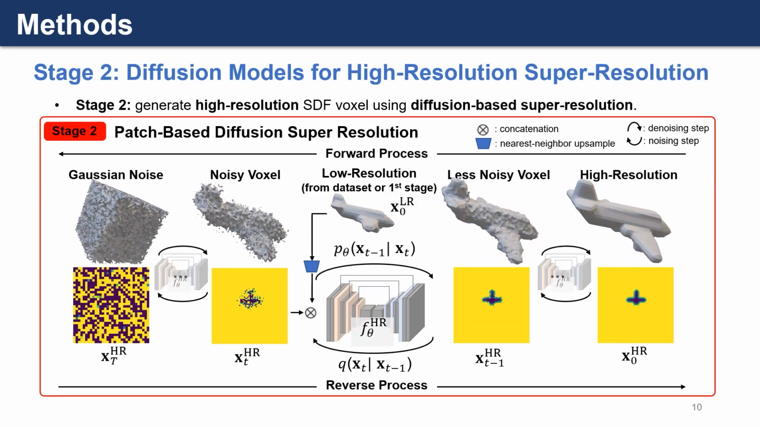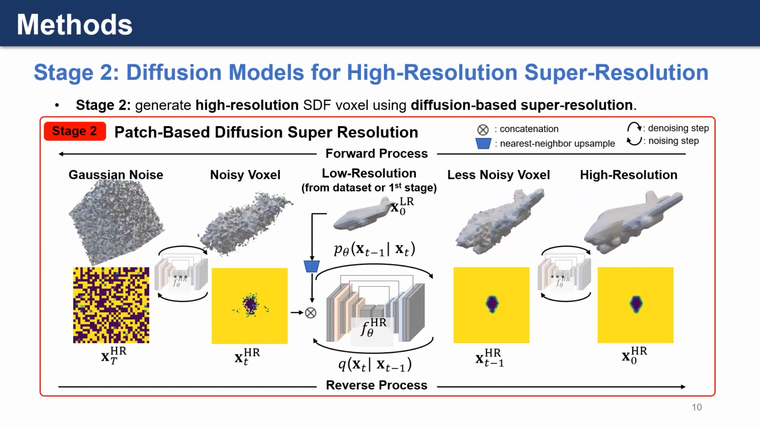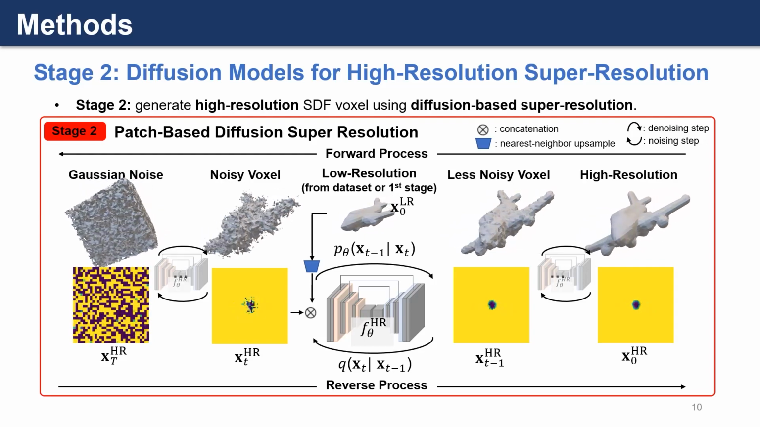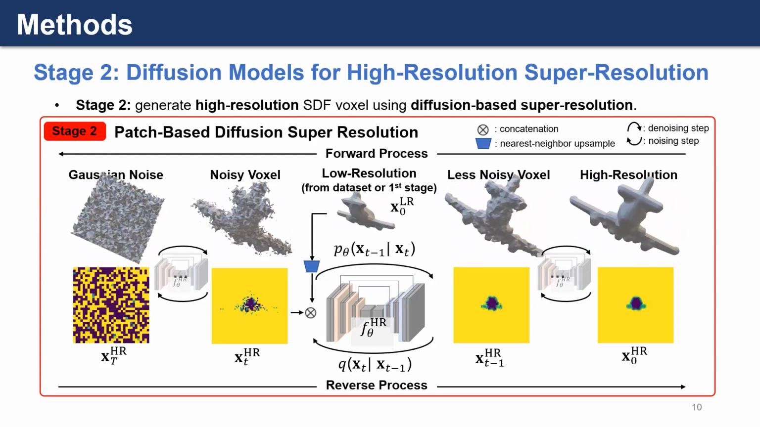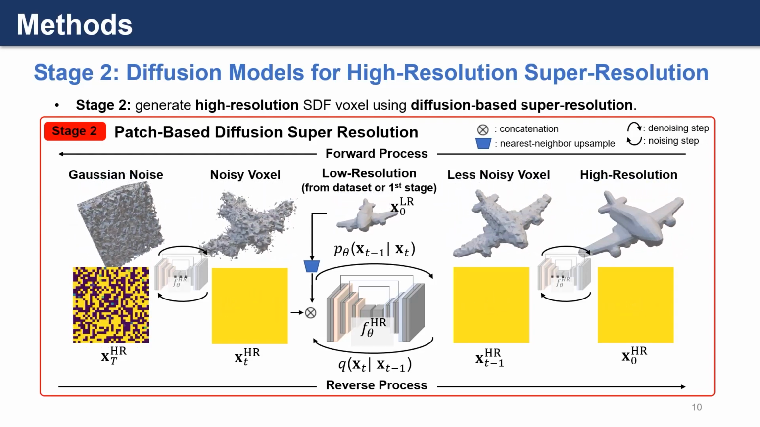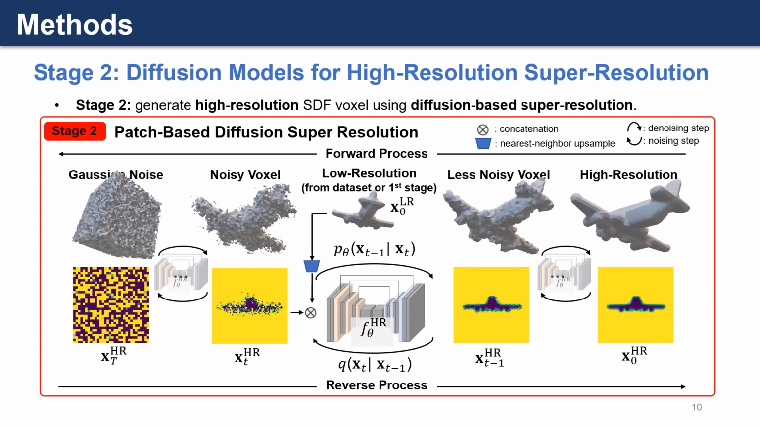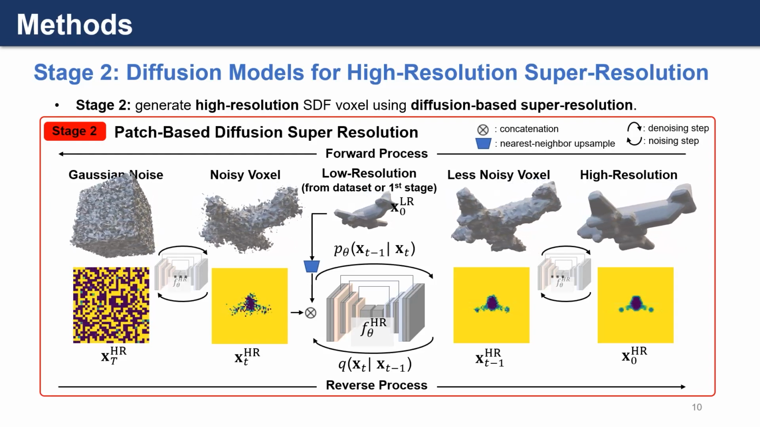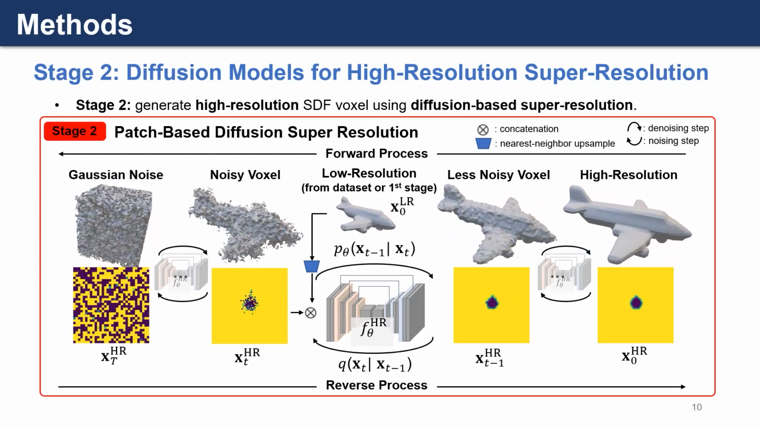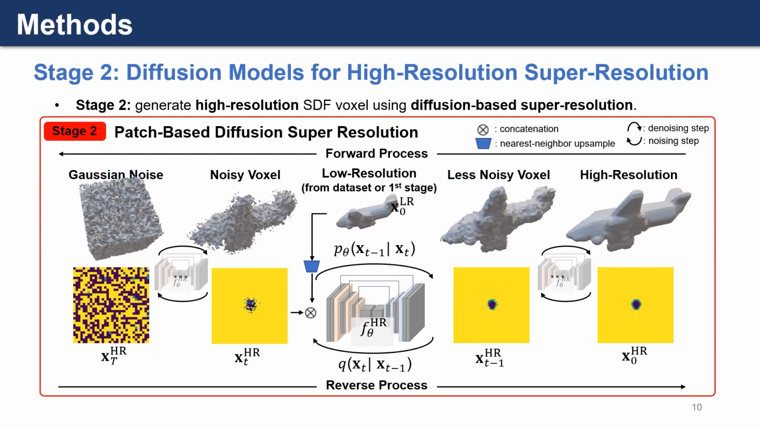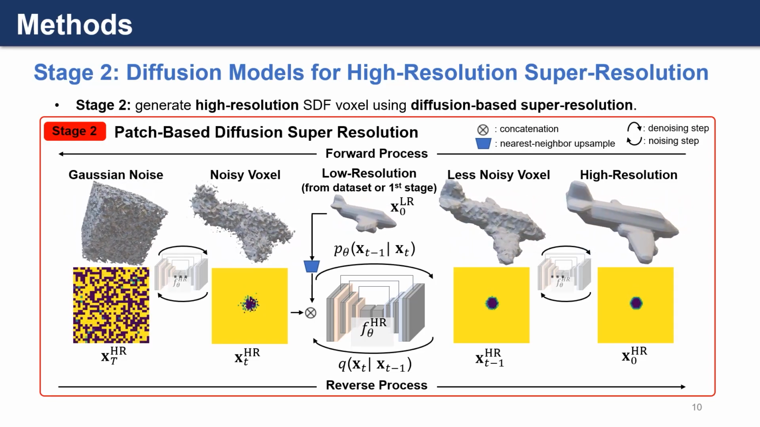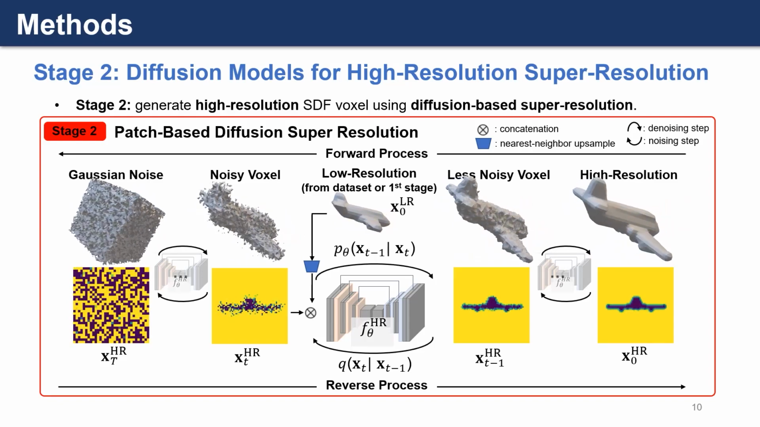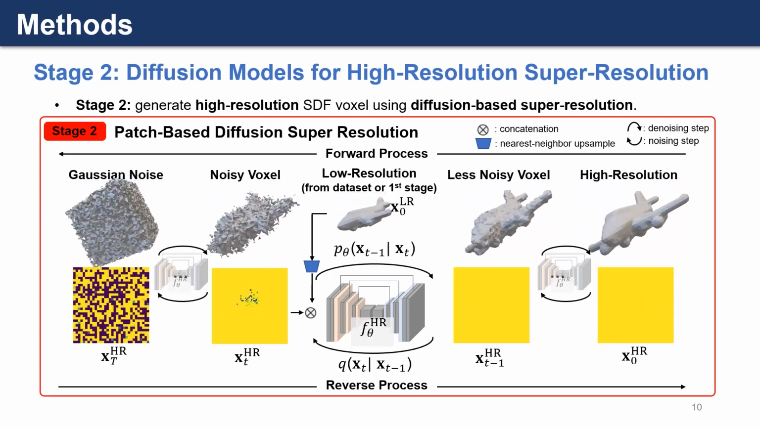In this slide, we will explain about details of the second stage. Purpose of the second stage is generating high-resolution SDF voxel through super resolution. During the training phase, the model learns how to denoise high-resolution SDF voxel with condition of low resolution. During inference phase, by iteratively applying the denoising step from the high-resolution Gaussian noise, we can generate a fine detailed 3D shape. With this second stage diffusion framework, we can generate high-resolution SDF voxel, which is fine detailed 3D shape.